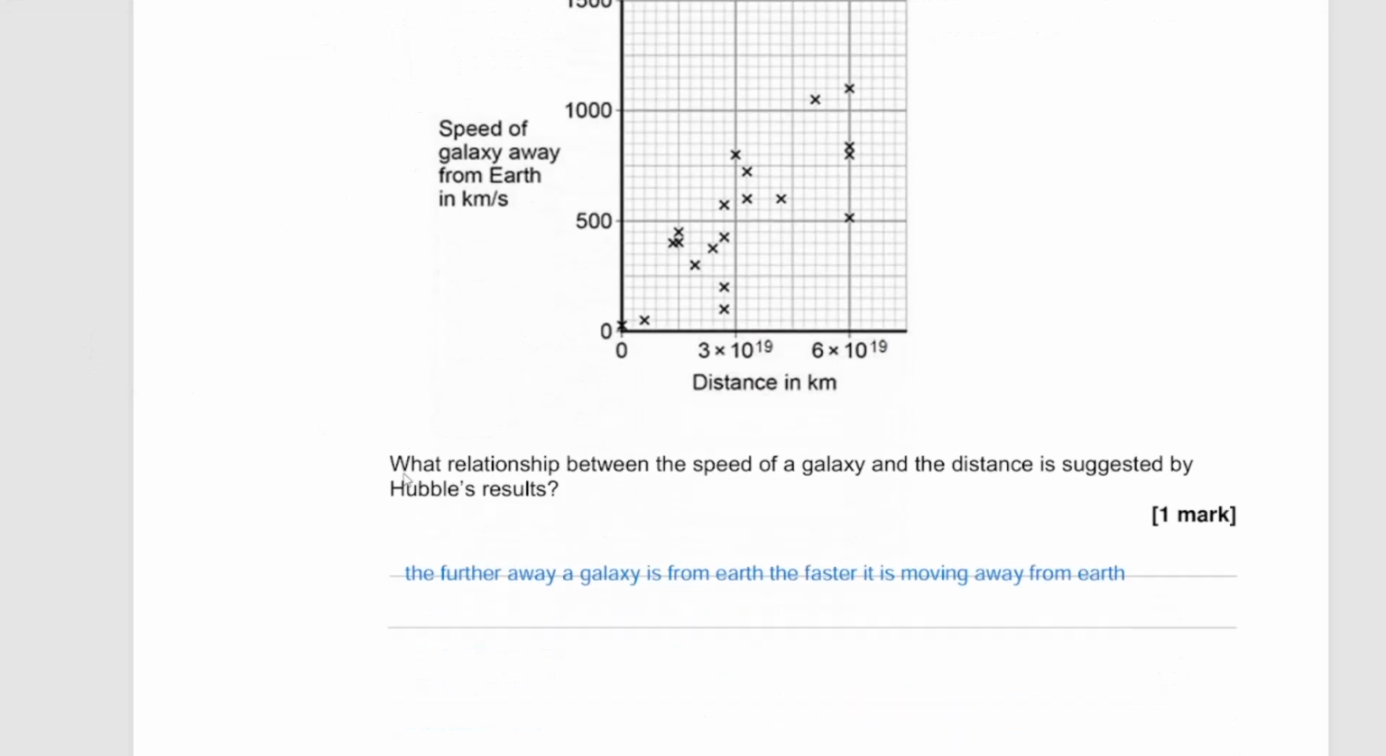And the relationship is that the further away a galaxy is from Earth, the faster it is moving away from Earth. Now, in A level, we learned that it is pretty much directly proportional, and I think for GCSE you are expected to know it's directly proportional. But these results don't show it's directly proportional. These results just show there's a general positive correlation, so you can't talk about direct proportionality for this question.